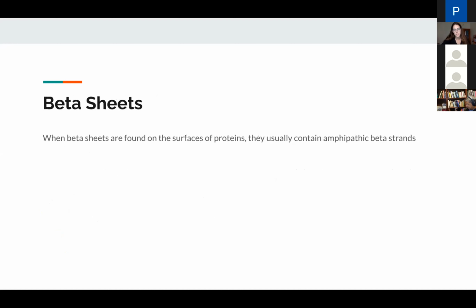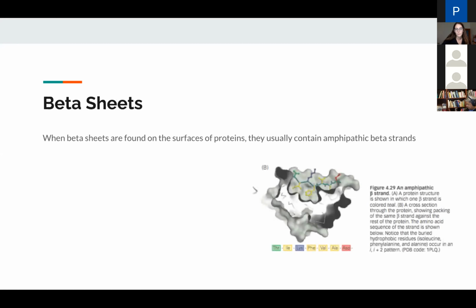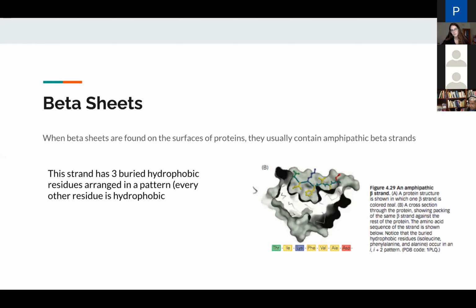So beta sheets are a little bit more complicated. When beta sheets are found on the surfaces of proteins, they are usually amphipathic as well. But because of the nature of the beta strands, it's not as easy to discern from their amino acid sequence whether or not they're going to be amphipathic. In this protein, the strand has 3 buried hydrophobic residues, and they're arranged in the pattern of every other residue being hydrophobic. So you can see the 3 yellow ones on the interior.